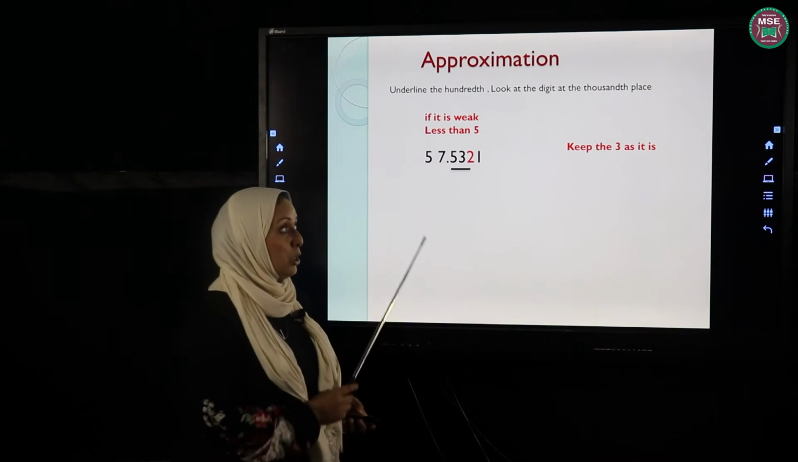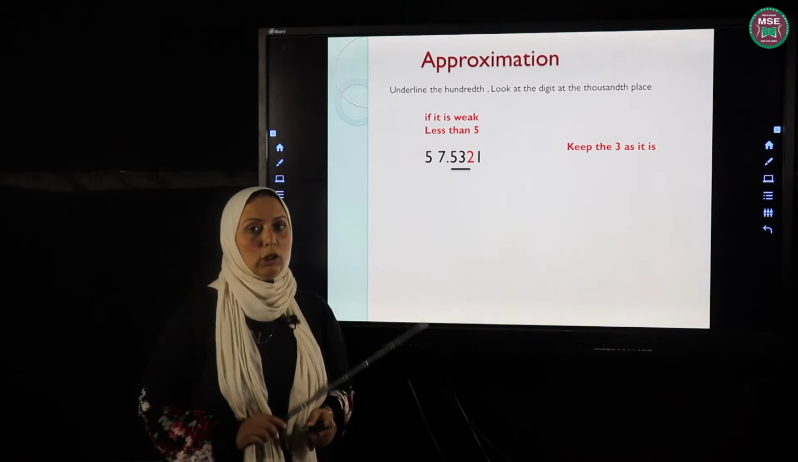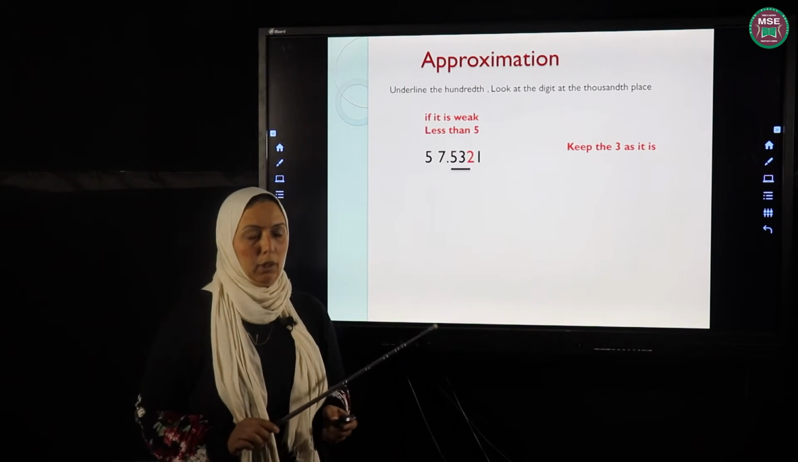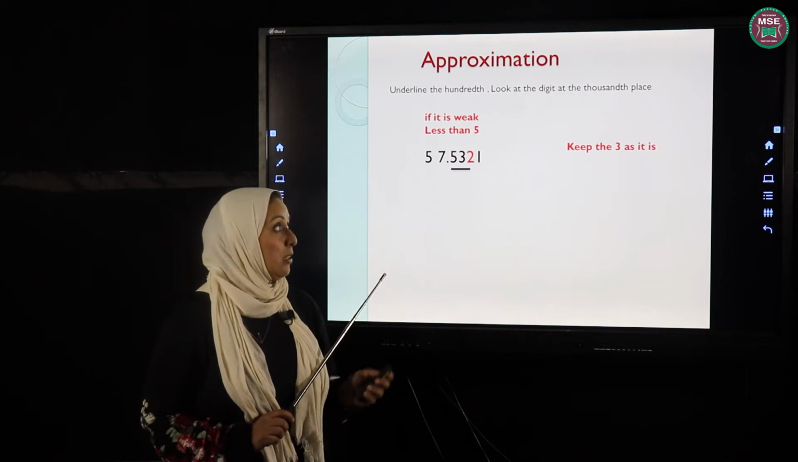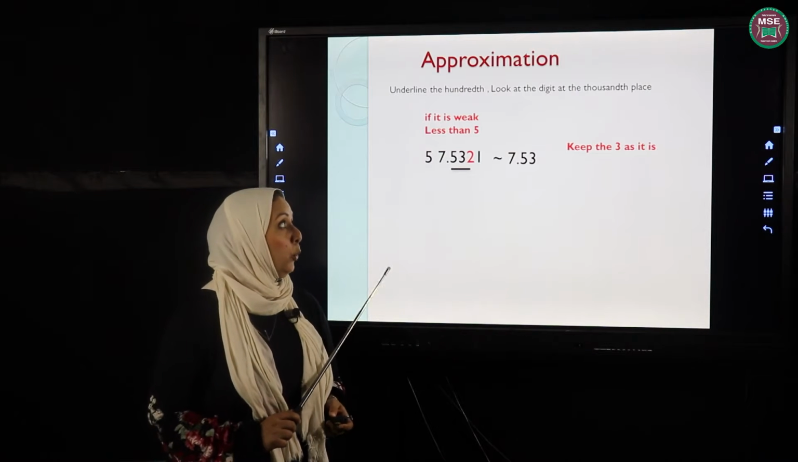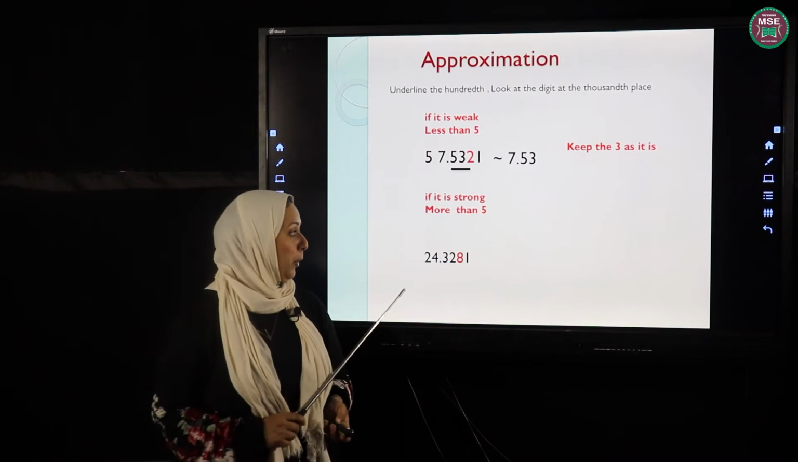The number here is 2. 2 is a weak digit, so weak does nothing. So 3 in the hundredth will be as it is. The answer will be 7.53.